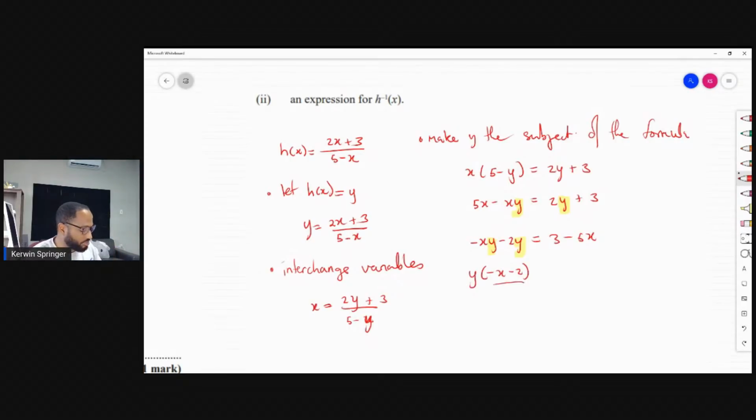Normally you don't have two negatives, but okay, fine. Got two negatives. This is factorizing, is equal to 3 minus 5x. We're nearly done. So y is equal to 3 minus 5x over negative x minus 2.